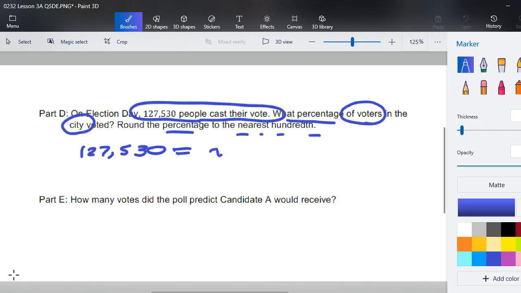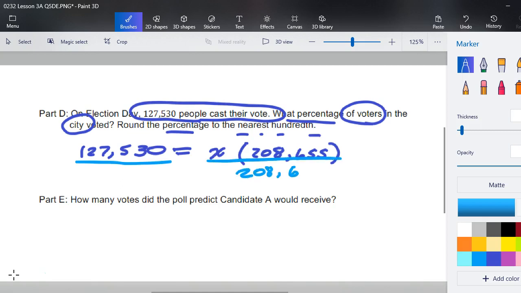So the question is, what percentage of the eligible voters? Let me go back and find that number. The eligible voters, or the voters, are 208,655. So the question is asking, the people who actually did vote, what percentage of the entire voters is this? We're going to solve our equation. You're writing and grabbing a calculator, or just checking the answer that you already have.